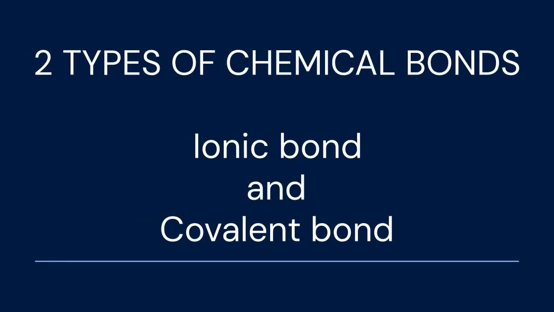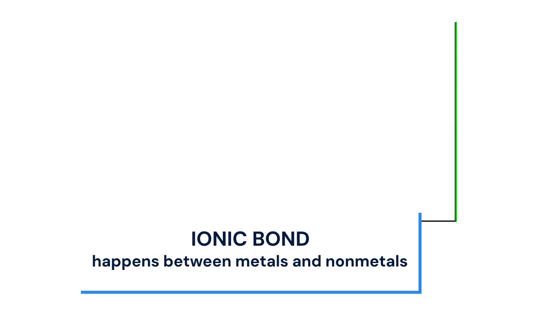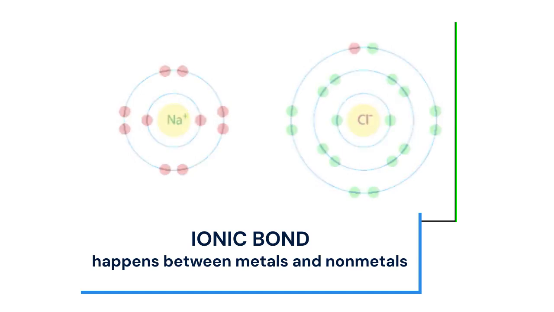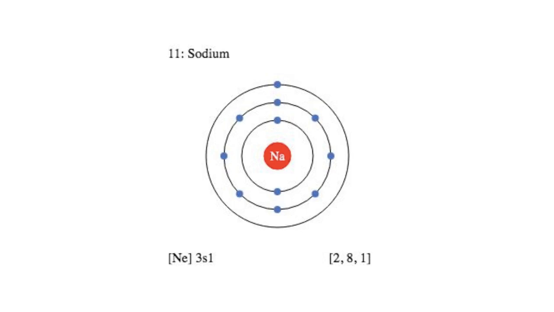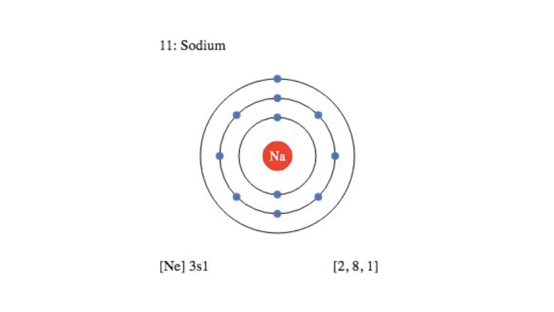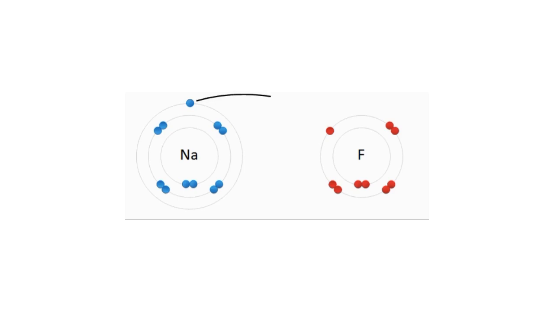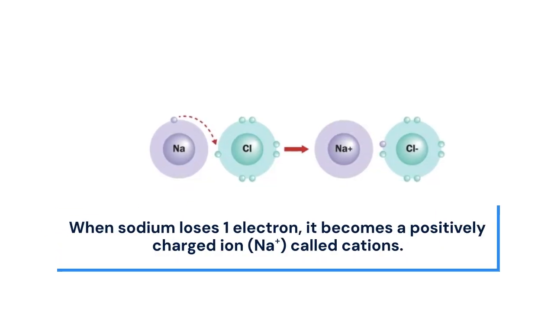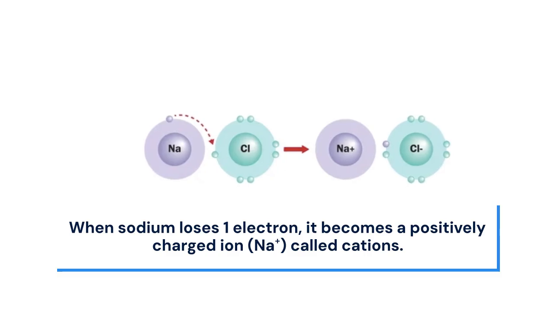bonding and covalent bonding. Ionic bonding happens when one atom gives away 1 or more electrons to another atom. This usually happens between metals and nonmetals. Metals, like sodium, Na, have only 1 or 2 electrons in their outer shell. It's much easier for them to lose these electrons and empty their outermost shell, revealing a full shell underneath. When sodium loses 1 electron, it becomes a positively charged ion called a cation.